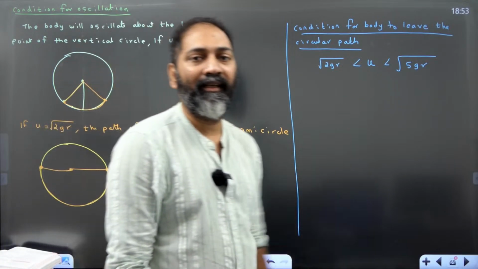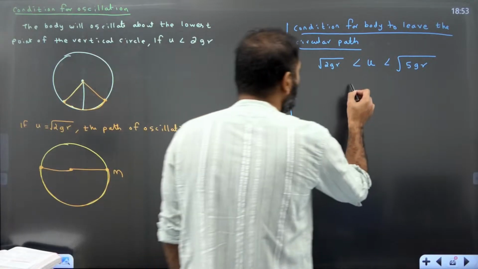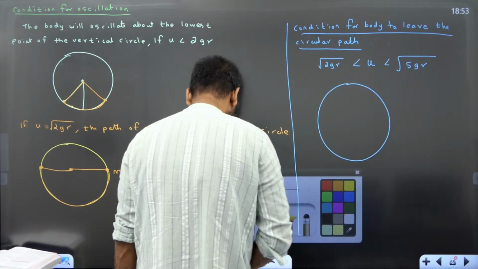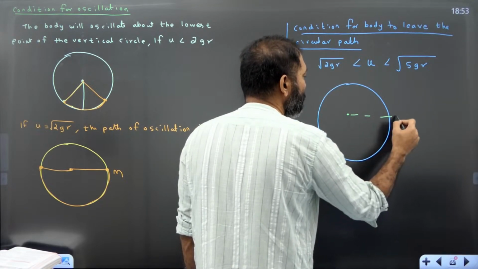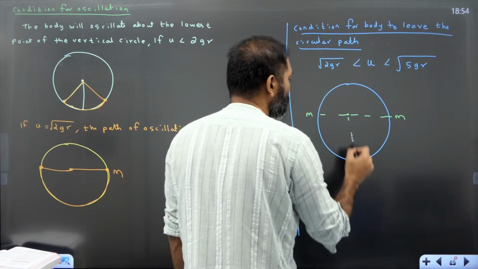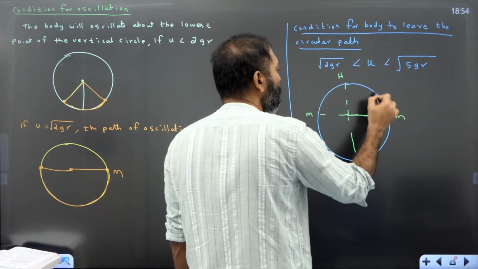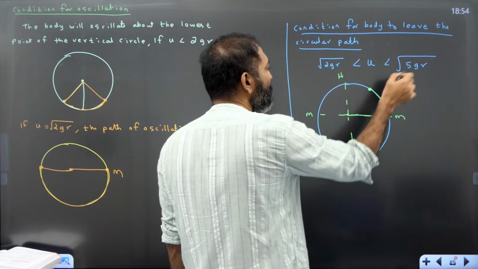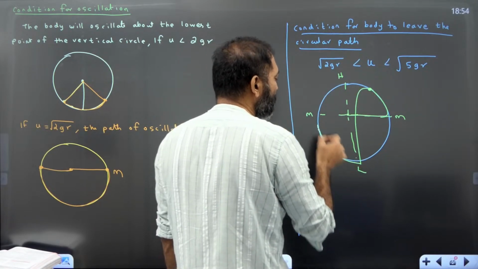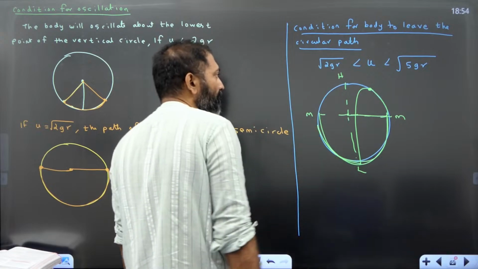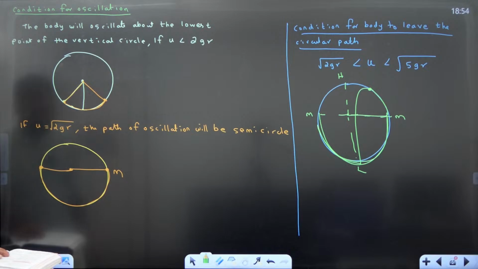What is the case here? Initial velocity greater than root 2 gr. That means the body, starting from this position, will be crossing the midpoint. This is the midpoint, this is the lowermost point, this is the highest point. So the body will cross the midpoint, but since its velocity is less than root 5 gr, it never crosses the highest point. It falls down, then again it will follow the circular path. I hope that is clear.